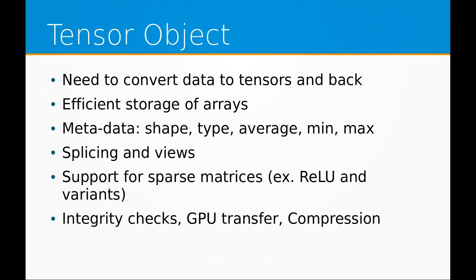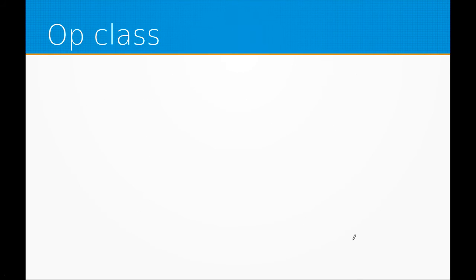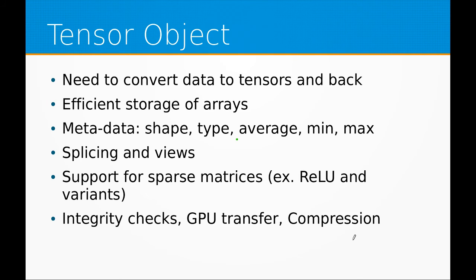And like always, compression is needed when you want to talk over a network or any kind of communication. It's good to have compression to reduce the overheads of communication. So these are just what tensor objects should contain.